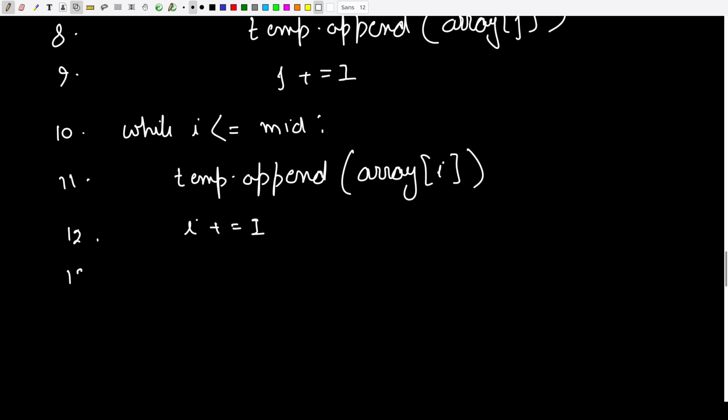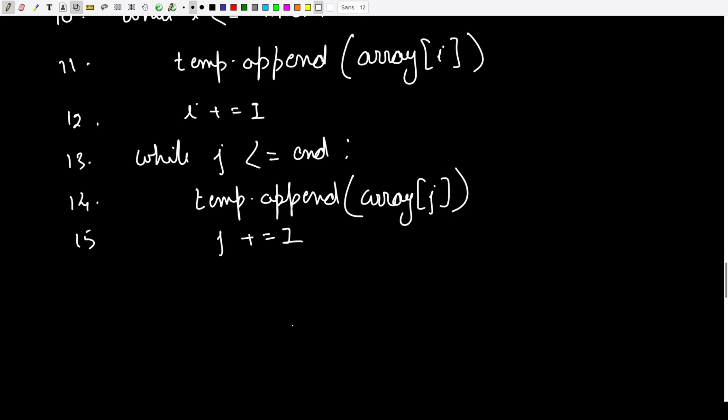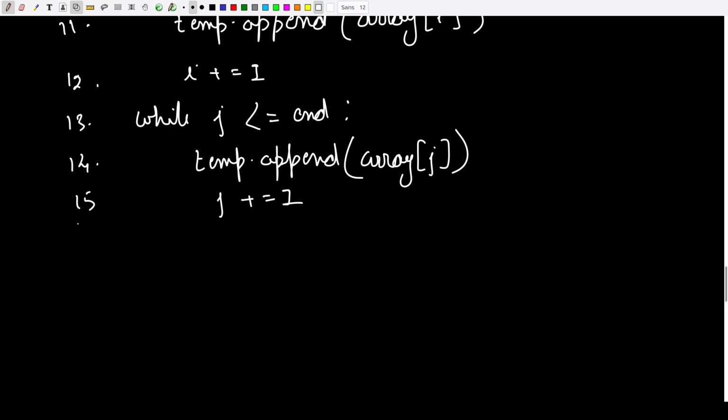And similarly, it might be possible that there exists some element in the second half of the array. So under such case, this condition will be true. And in such cases, we will just go ahead and append these values into the temporary array. And in this way, we have sorted the array in descending order. Remember, the sorted array is in the temporary array.